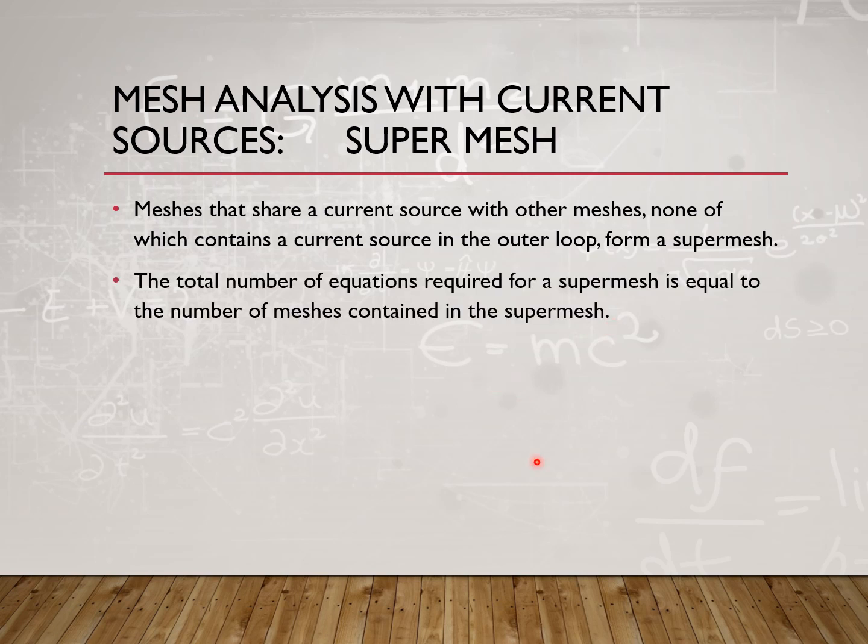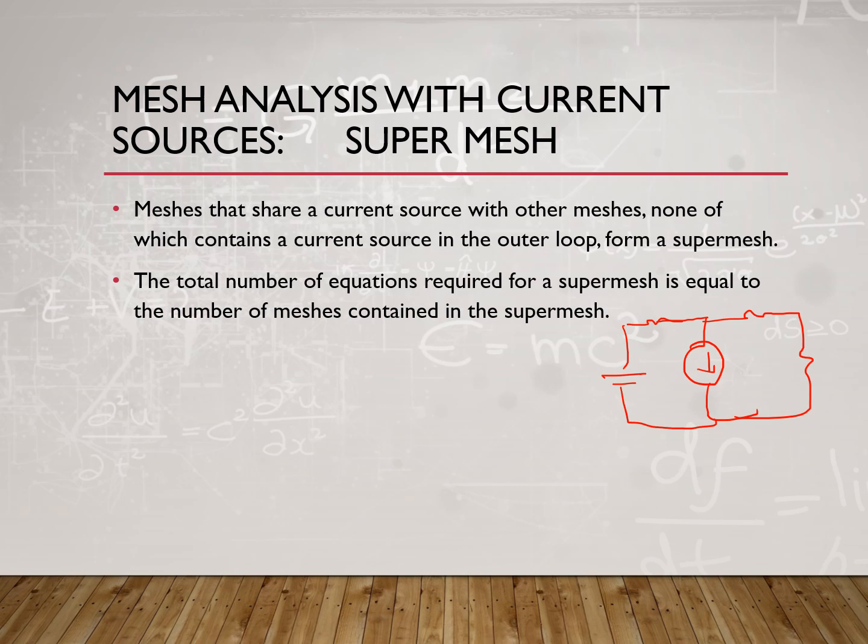So when we are solving supermesh equations, how do you do it? The total number of equations required for the supermesh is equal to the number of meshes contained in the supermesh, which means that suppose there are two meshes and you have a current source in between them, then it is called a supermesh. So you have something like this. You have elements here and you have elements here, right? So this is one mesh and this is the second mesh. Since there is a current source here, we call it a super mesh.